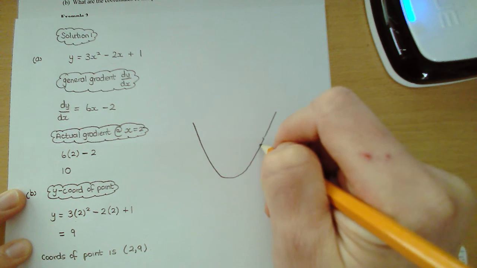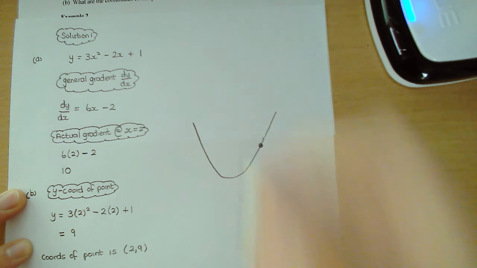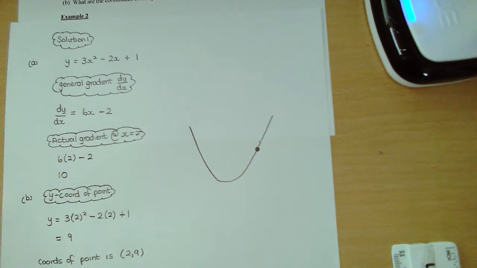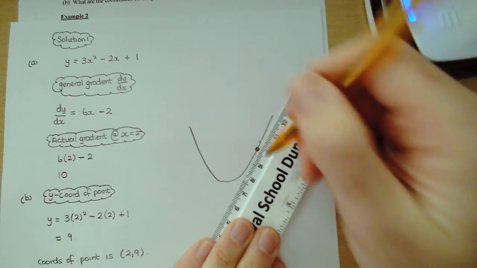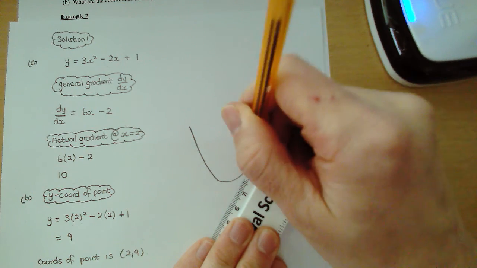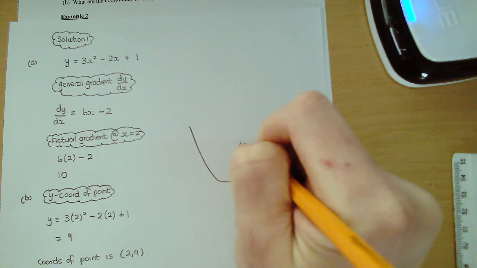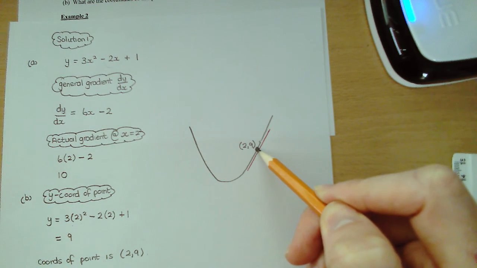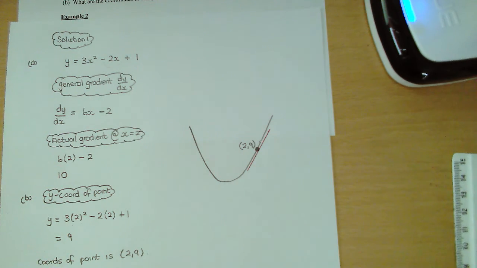So 2, 9 must be somewhere over here. Your point 2, 9 must be there because the gradient at that point is positive. So if I were to draw a tangent to the curve at that point, the tangent would be sloping upwards. In other words, it would have a positive gradient. Hopefully you can appreciate that. So this is our point 2, 9. And we've worked out the actual gradient at that point is 10. And what that means is the actual gradient of the tangent at that point is 10.